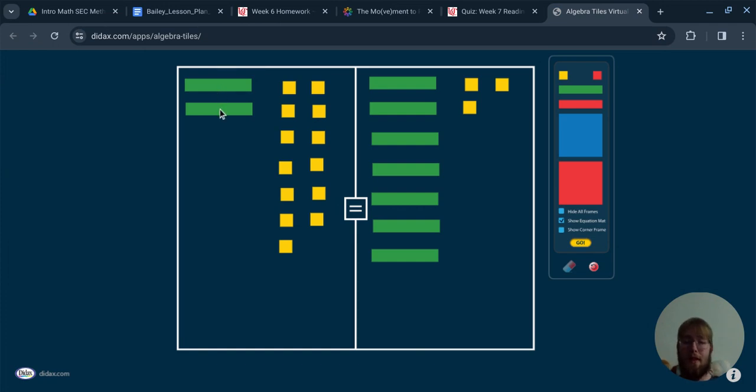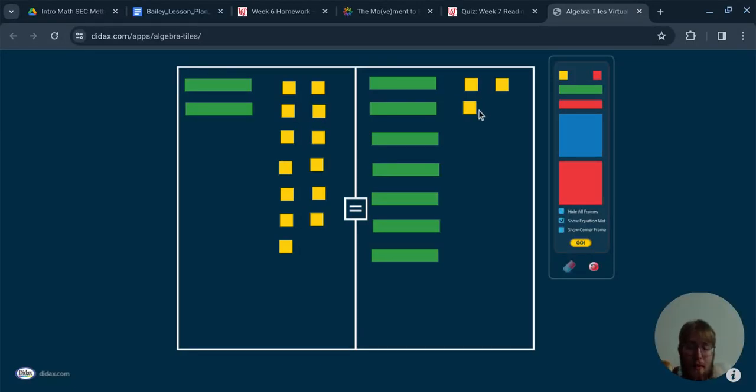So right now we have two x's, these are represented by our green bars, and 13 integers, so just the number 13 represented by our yellow squares on the left side. Then we have 7 x's represented by our 7 green rectangles, and 3 integers, so just 3 on our right side, represented by our 3 yellow squares.